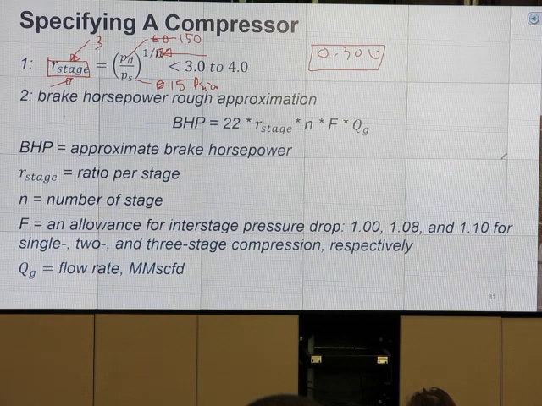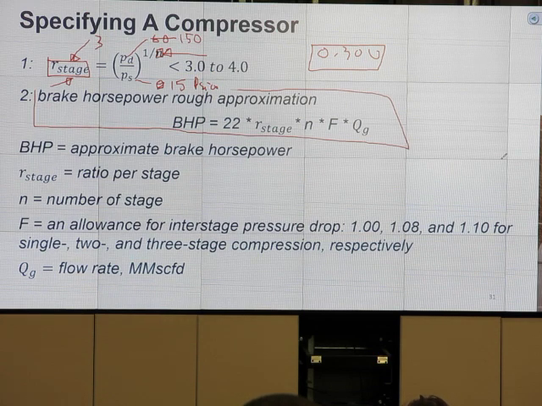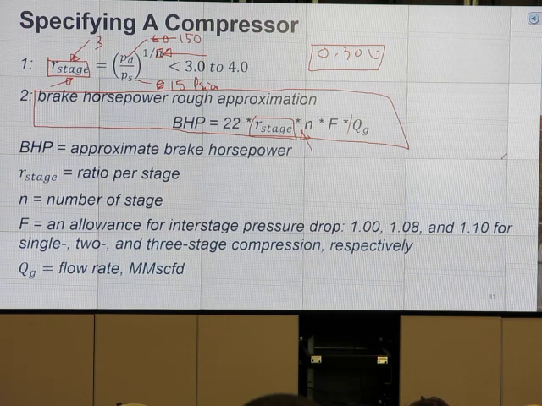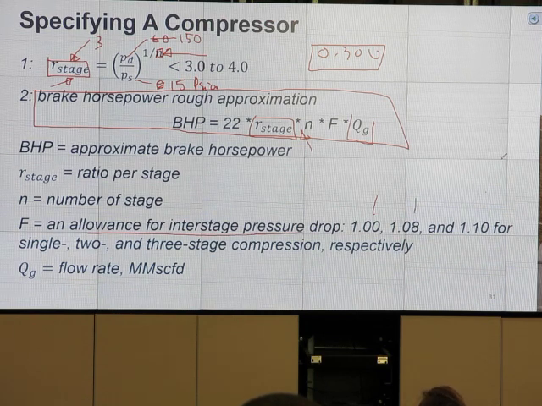Brake horsepower, there is a quick approximation, which is this equation: 22 multiplied by compression ratio per stage, multiplied by n, number of stages, multiplied by F, multiplied by QG. F is allowance for pressure drop. So 1.08, 1.1 for single, 2, and 3 stage compression respectively.